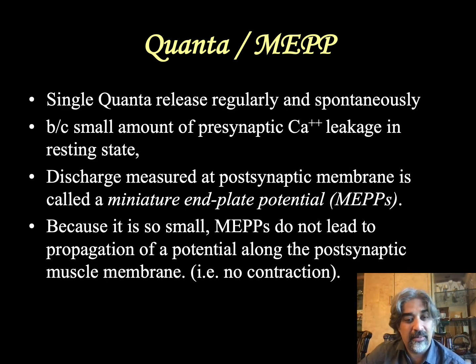Single quantal release is occurring regularly and spontaneously because there's a certain amount of intracytosolic presynaptic calcium that just can't be completely removed. And so that causes the vesicle to release into the synapse, and all the acetylcholines that attach to the other side at the muscle end plate cause a miniature end plate potential to occur. Because it's so small, it doesn't lead to propagation along the postsynaptic membrane. But when the monopolar needle is near a neuromuscular junction, you're hearing all these different miniature end plate potentials being released, and it sounds like a seashell sound. Those are all miniature end plate potentials.